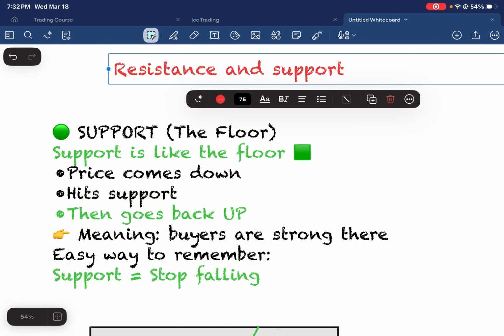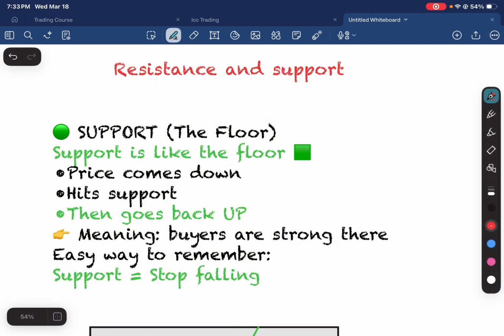I put it in green because it identifies buyers are the ones that go to support and sellers are the ones that sell from resistance. Okay? So support is the floor. Support is like a floor, right? So price comes down. So you have price coming down.